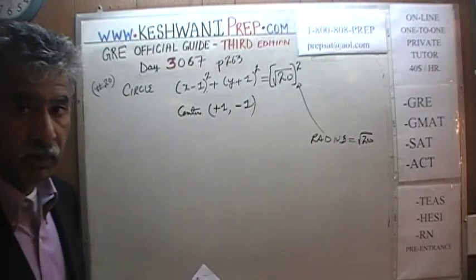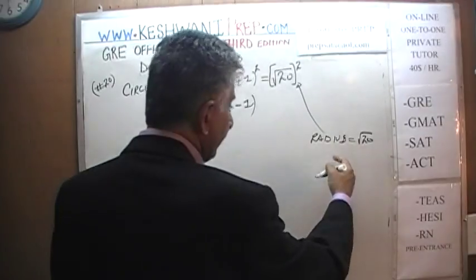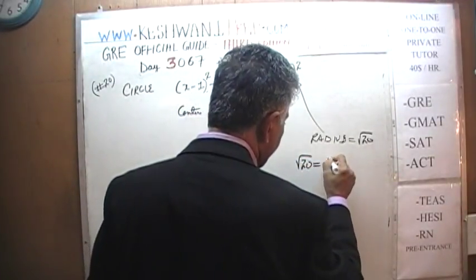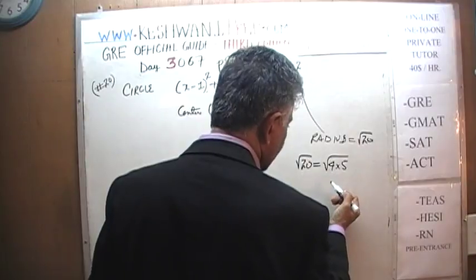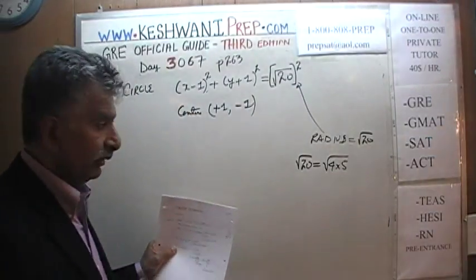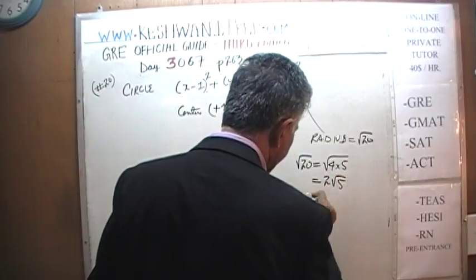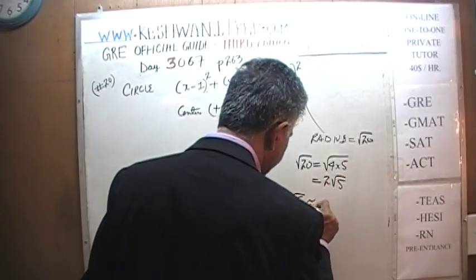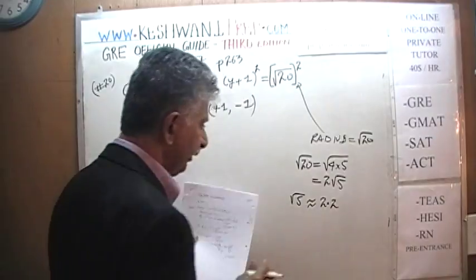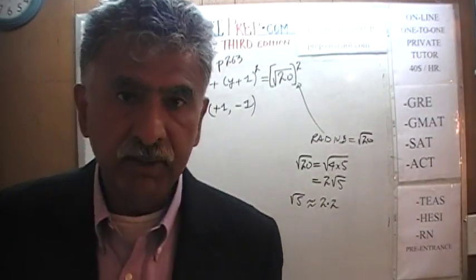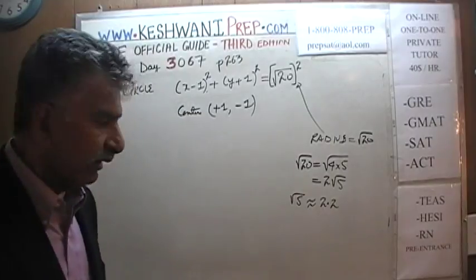Let's carry on. If you wanted to approximate what square root of 20 is, we can do that very quickly. Square root of 20 is the same as square root of 4 times square root of 5. The square root of 4 can be taken out as 2, times square root of 5, and square root of 5 we know is approximately 2.2. How do we know that? Because we have done this approximation many, many times.